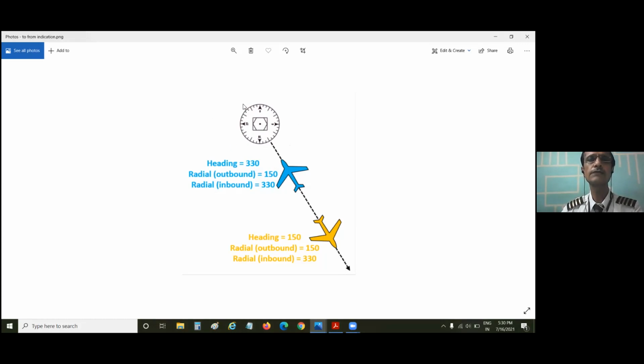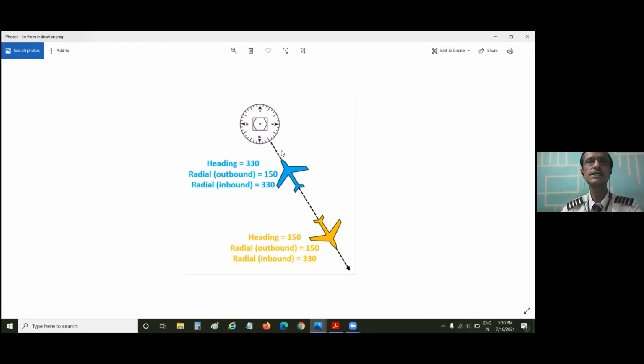The entire angle here will be 330. 330 from where? From the reference phase signal. The reference phase is constant at 0. And what radial are you following? 330. So the angle between the radial you are following and the reference phase signal is how much? 330 degrees. So in other words, we say VOR compares the phase difference between whom?